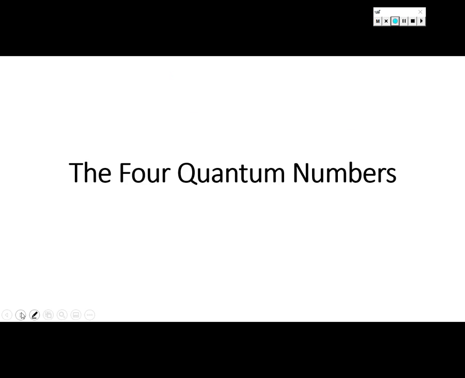So the first way we are going to look at to try to represent atoms without drawing Bohr-Rutherford diagrams is the 4 quantum numbers, okay? So what we need to do, I'm just going to skip ahead, and I just want to show you something.